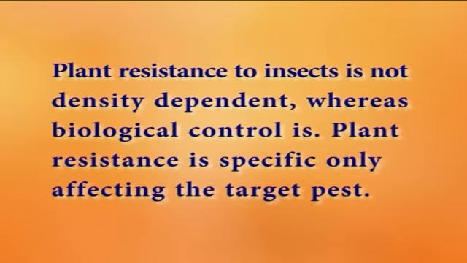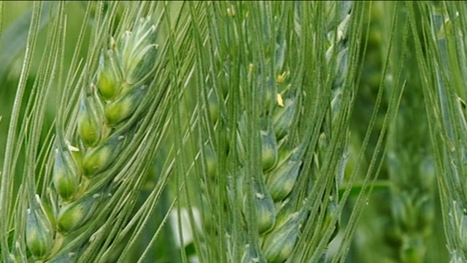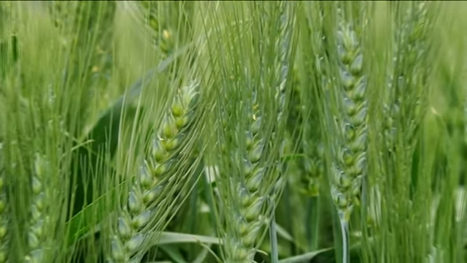For example, plant resistance to insects is compatible with insecticide use while biological control is not. Plant resistance to insects is not density dependent, whereas biological control is. Plant resistance is specific, only affecting the target pest. Often, effects of use of insect resistant cultivars are cumulative over time. Usually, the effectiveness of a resistant cultivar is long lasting.